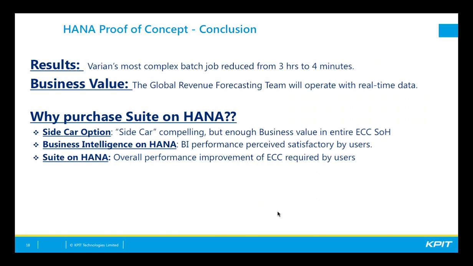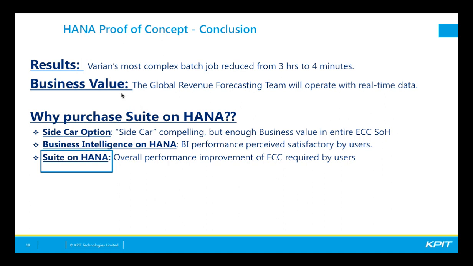So here's the conclusion for the proof of concept. We took Varian's most complex, most onerous batch job, and we shrank it down from 3 hours to 4 minutes. The business value of this, it allows the revenue forecast team to really operate in a global manner with real-time data. We're now able to replicate this data 5 to 10 times per day, where previously we were only able to do it twice per day.